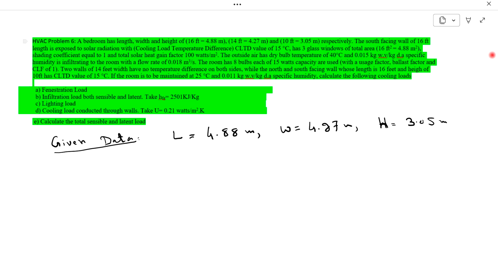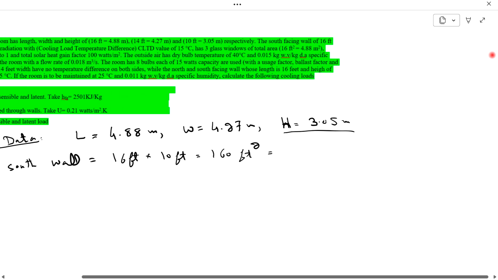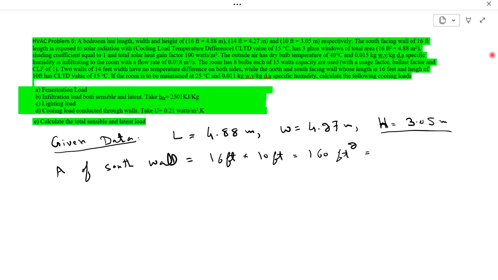The south facing wall of 16 feet length, and we know that the height is 10 feet. So area of one wall, area of south wall, is equal to 16 feet multiplied by 10 feet, because height is 10 feet and 3.05 meter. Which is equal to 160 square feet, and in square meter it will be equal to 14.88 square meter.